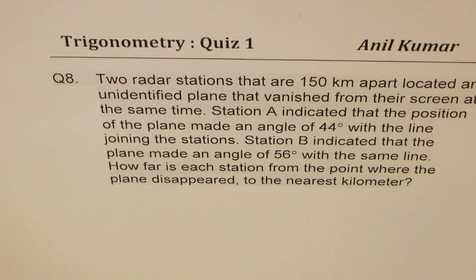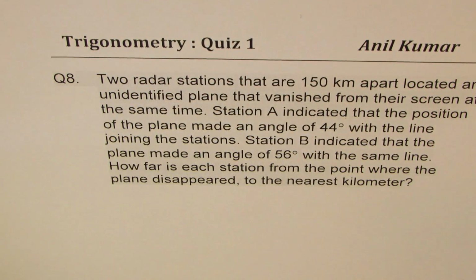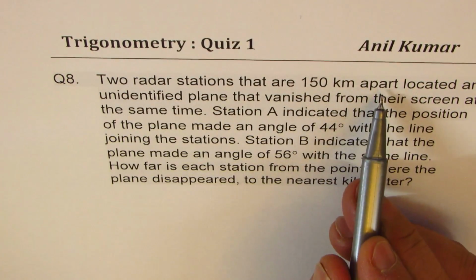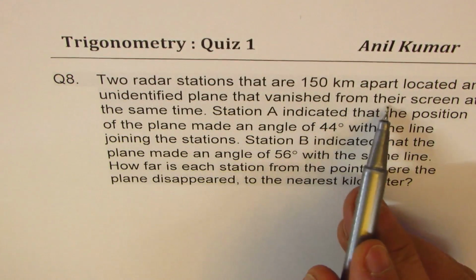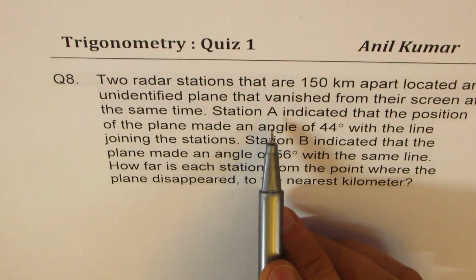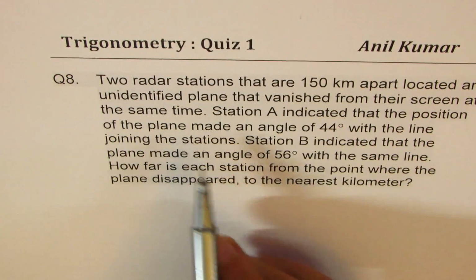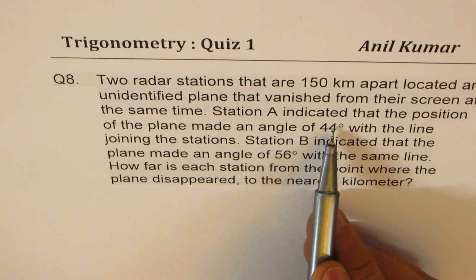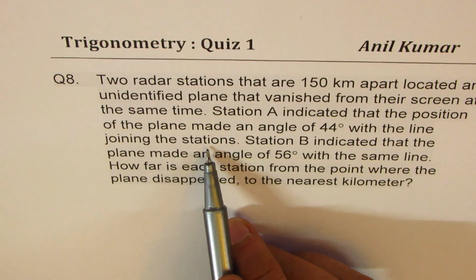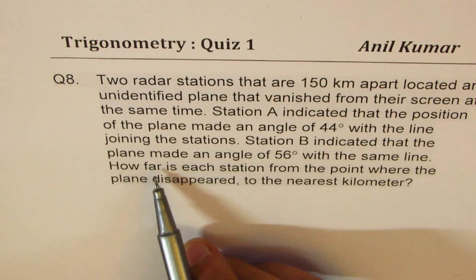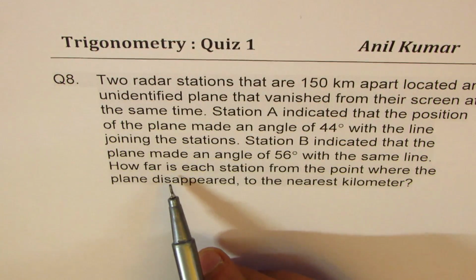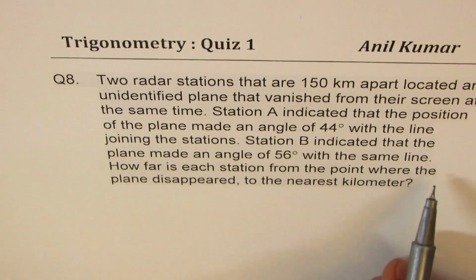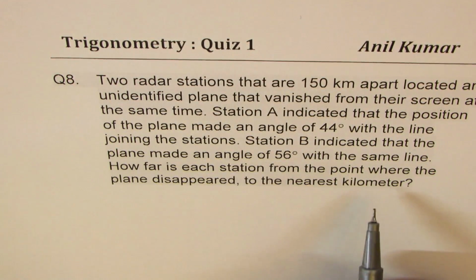Now let's look into the last question of this quiz, which is, two radar stations that are 150 kilometers apart located an unidentified plane that vanished from their screen at the same time. The station A indicated that the position of the plane made an angle of 44 degrees with the line joining the stations. Station B indicated that the plane made an angle of 56 degrees with the same line. How far is each station from the point where the plane disappeared to the nearest kilometer?